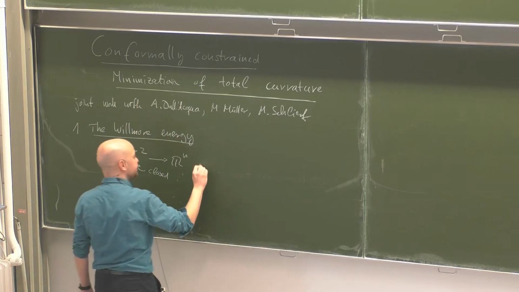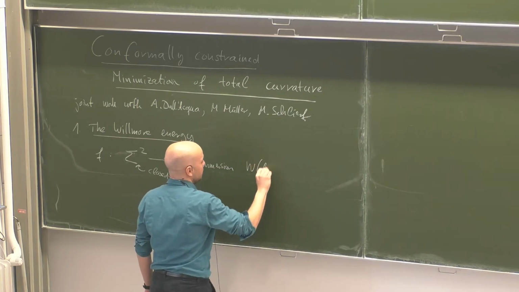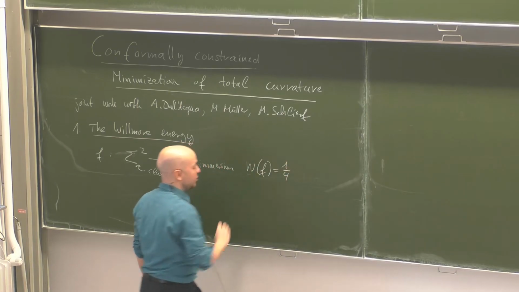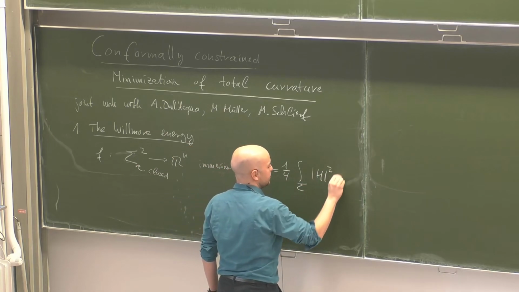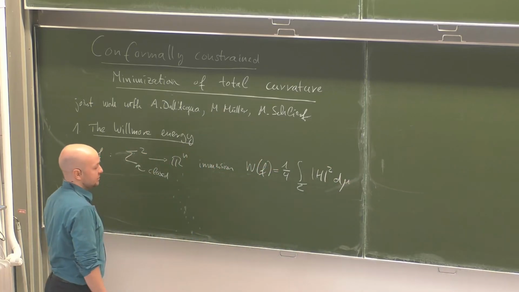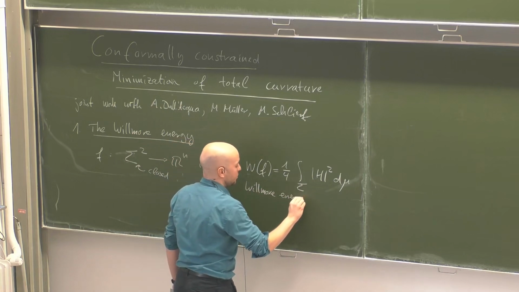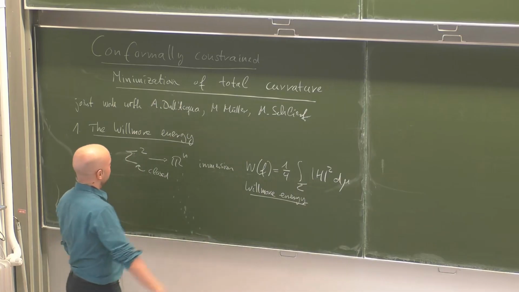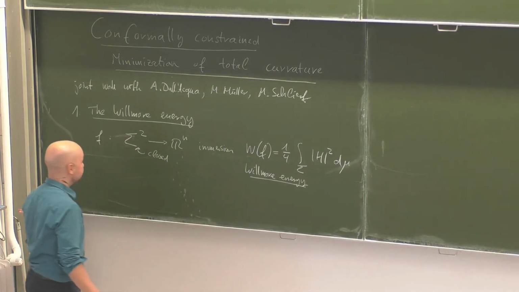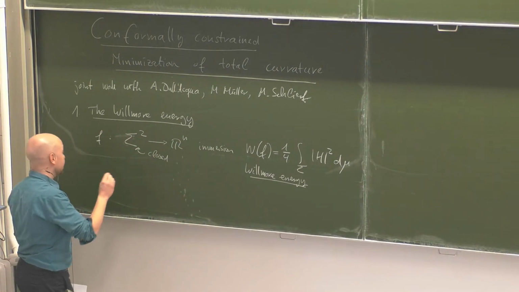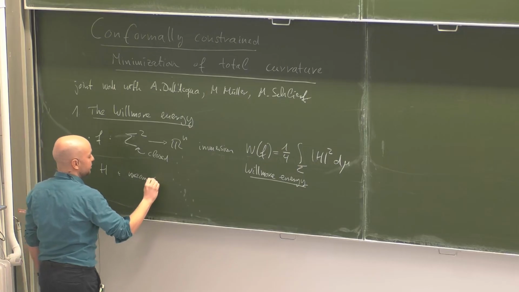And for such an immersion, the Willmore energy is given by a normalizing constant, and then we integrate over sigma, and we take H squared d mu, okay? The Willmore energy. Of course, we integrate over sigma here. This is clear, and H is the mean curvature that we've seen also before in the mini course by Blanche. It's the mean curvature vector.